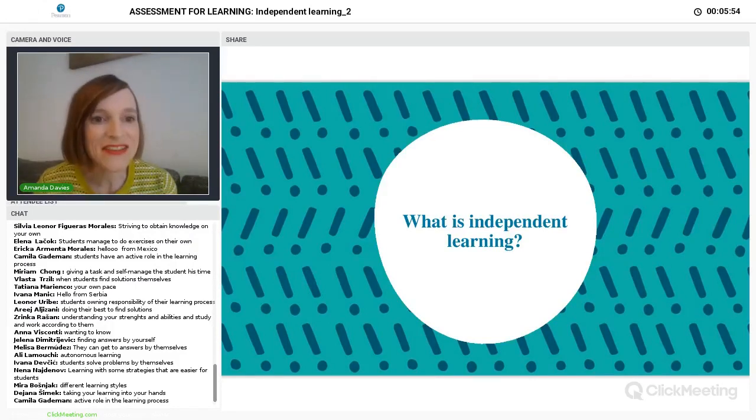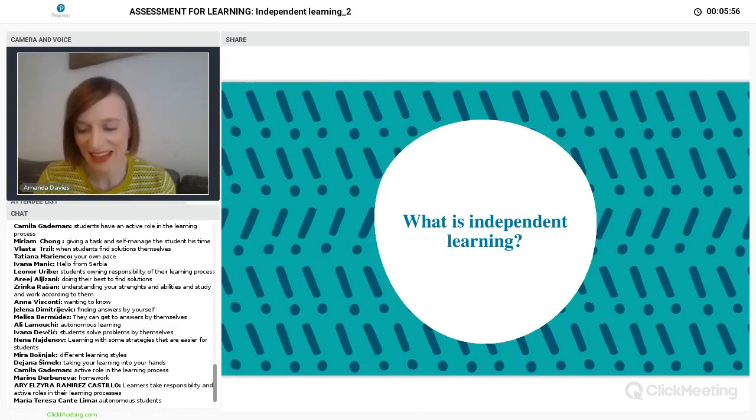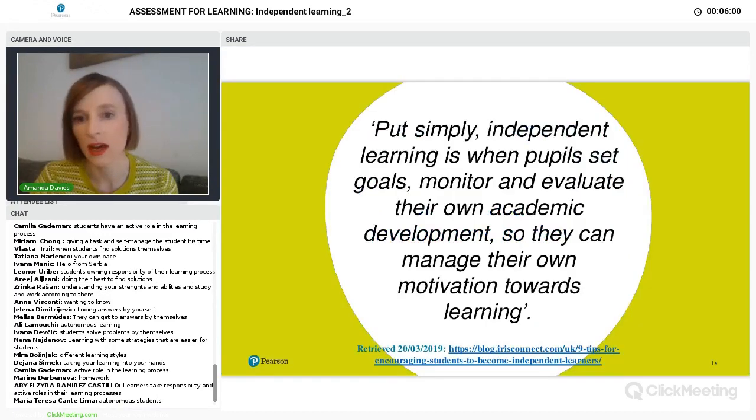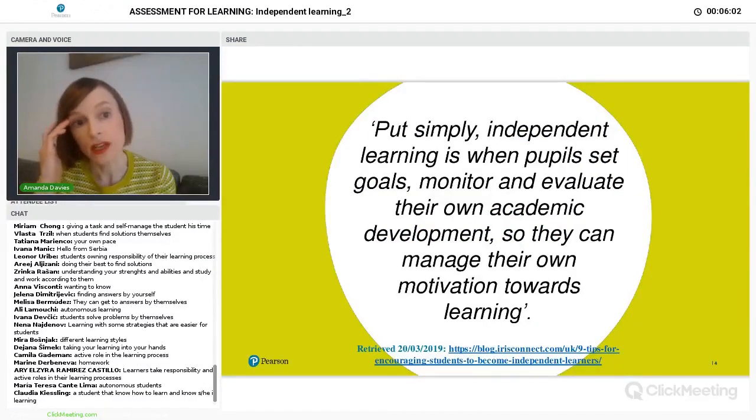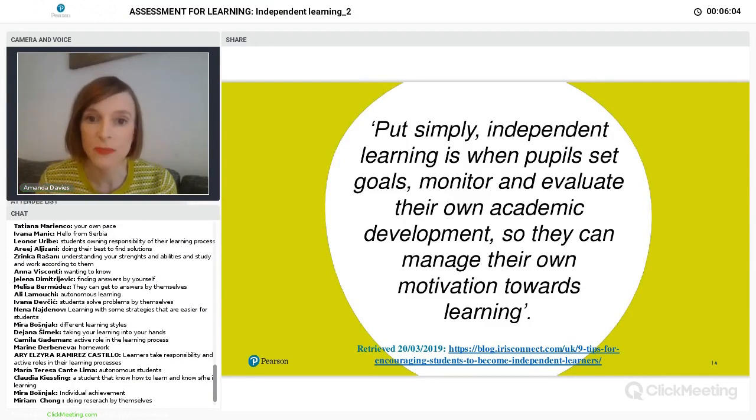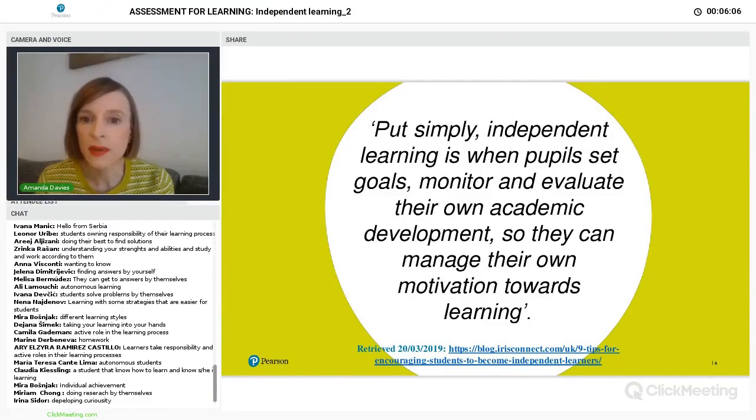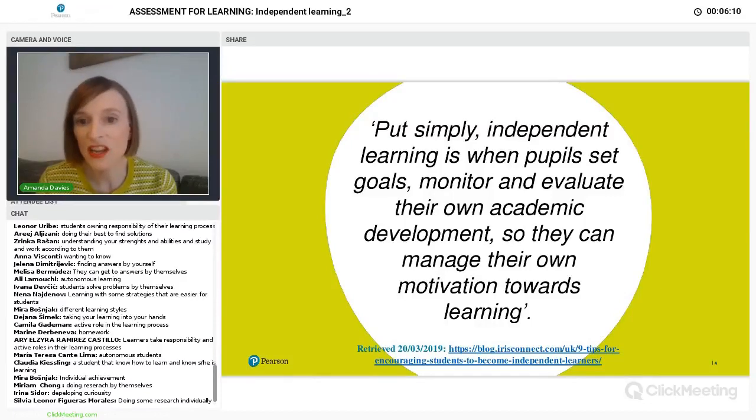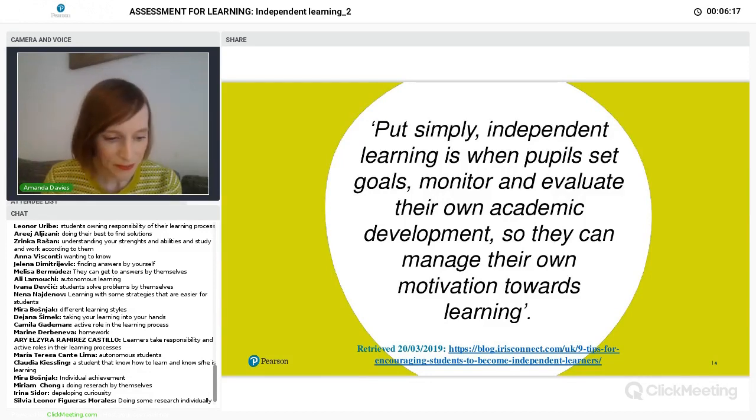Okay. I agree with what you have been saying. And I think to make things really clear, I've got a definition for you, which I find really useful. So here's a definition of independent learning. Put simply, independent learning is when pupils set goals, monitor, and evaluate their own academic development so they can manage their own motivation towards learning.